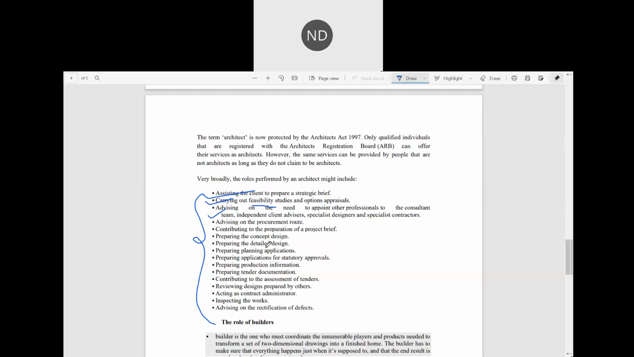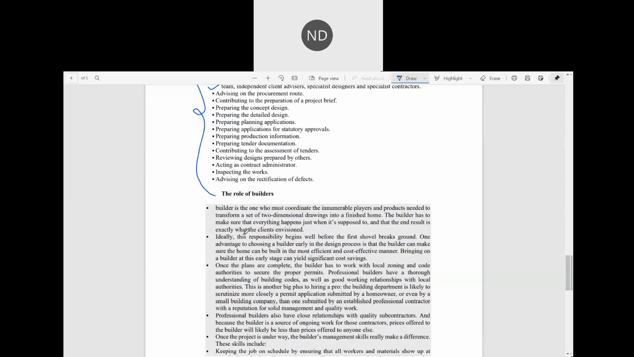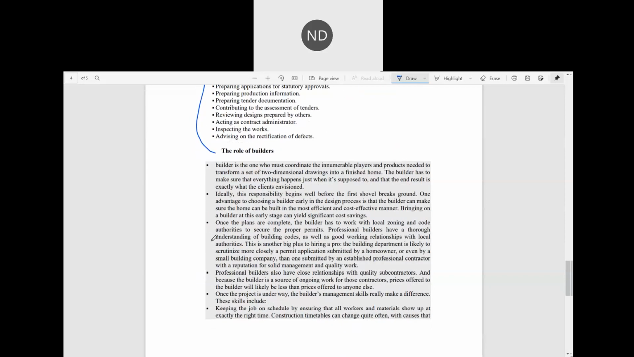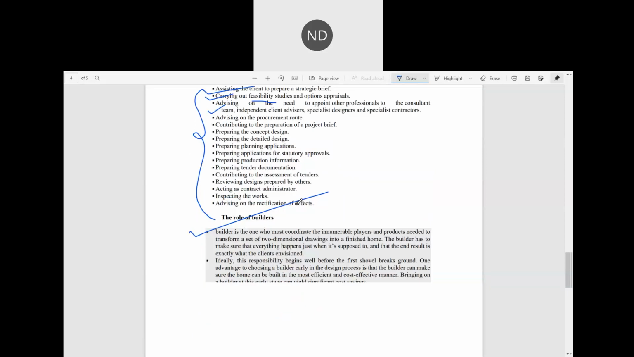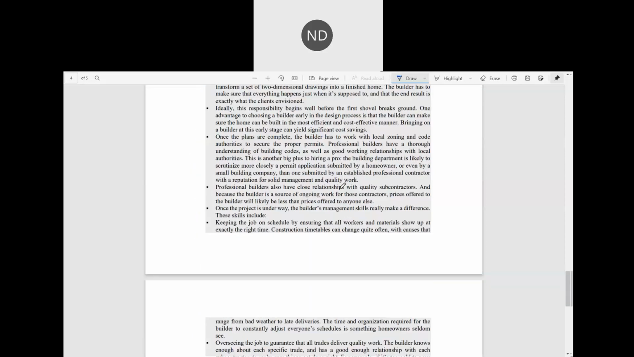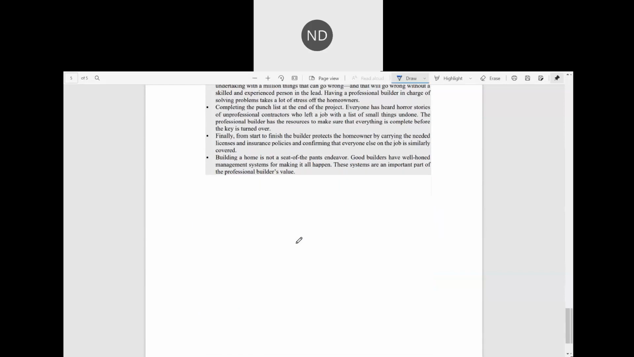Then we have the contribution to the preparation of the project brief, you can say. Planning applications, all these things are the role of your architects. The role of builders also, I think we had done, but these are in details. You can just go through. I had said in short in the first class about the builders' role. Then we have the architect's role, but these are in details, so you can go through these details. I'll share the notes.